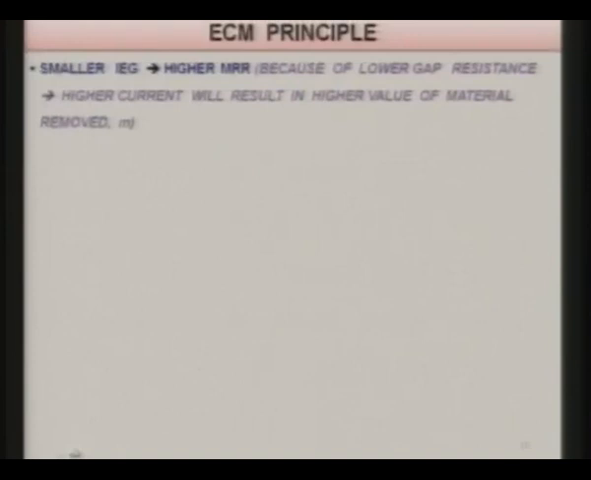So, we can conclude that the smaller the inter-electrode gap, the higher the material removal rate. Because of the lower inter-electrode gap, resistance to the flow of the current will be less. So, higher current will flow, resulting in a higher value of material removed, and material removed is normally indicated in this particular chapter by small letter m.